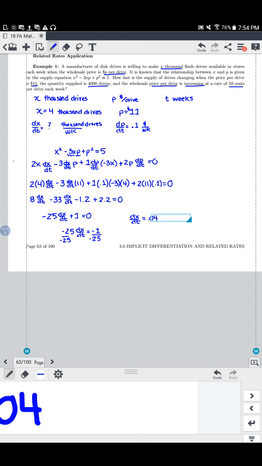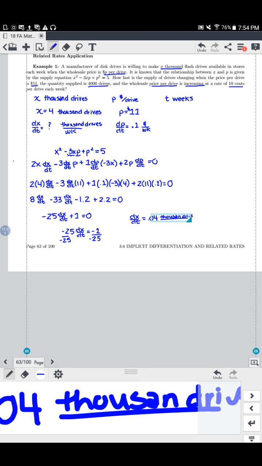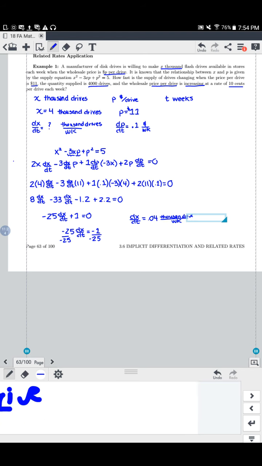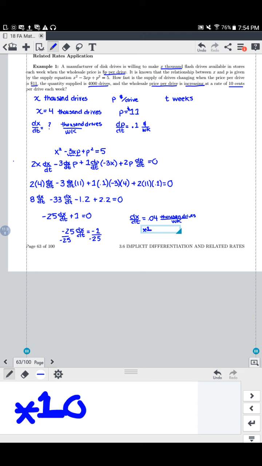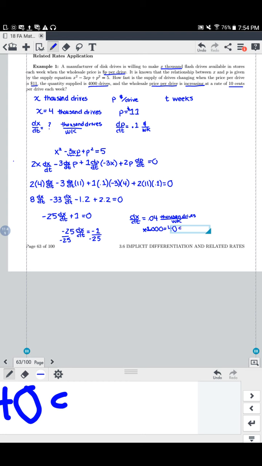And I'm just going to throw my units on here. It's 1,000 drives per week. That's how much that supply is changing by. So I want to be able to interpret this. So first step to interpreting this, I'm just going to change that 0.04 by multiplying by 1,000 and seeing how many drives that really is, because 0.04 of 1,000 drives doesn't help me too much. But if I multiply by 1,000, that is 40 drives per week. Just figuring out how many that is.